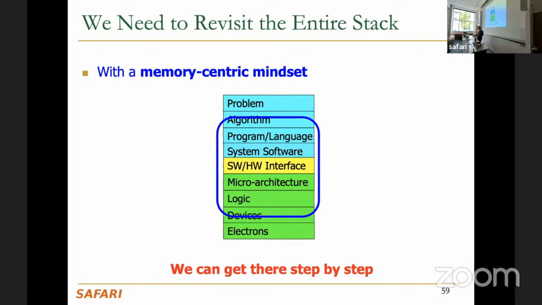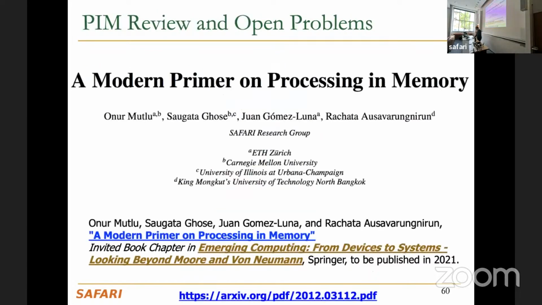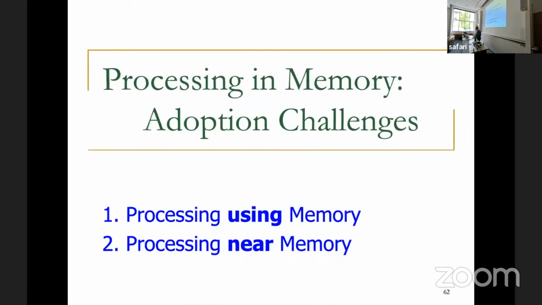So this brings me to the next part, which is adoption issues. But I also should say that we don't need to change everything right away, right? You can get there step by step. Some of these ideas we discussed yesterday, like doing copying in memory, or starting to offload small but important functions to the memory side, can enable things to change in an evolutionary manner as opposed to a revolutionary manner, which is never going to happen easily, in my opinion. We have papers that talk about some of these.